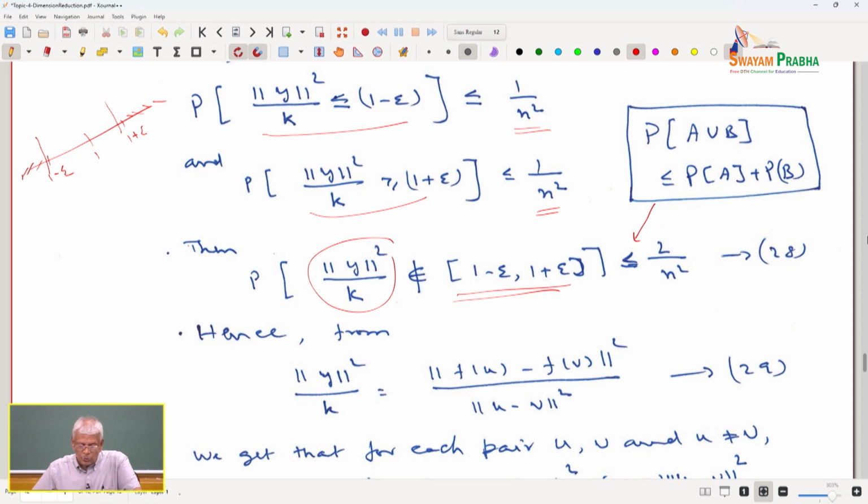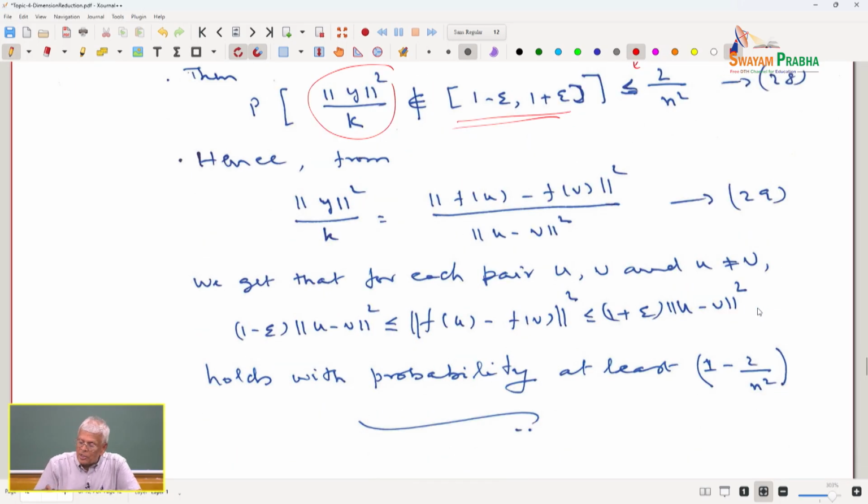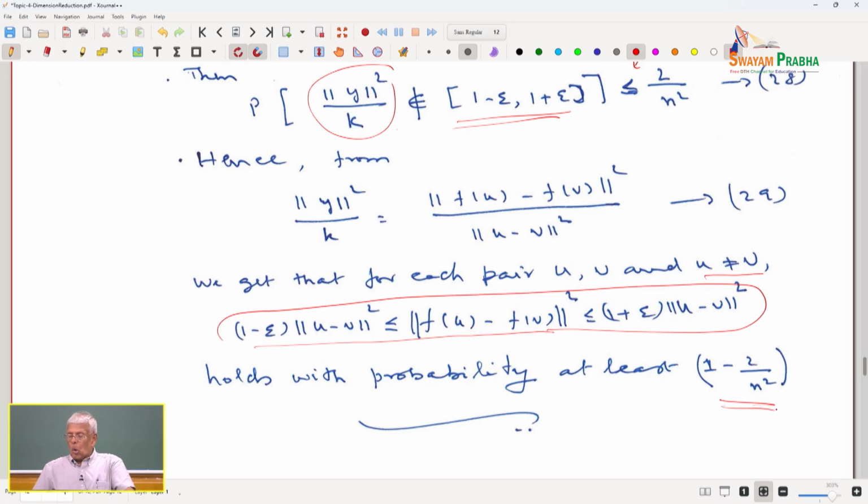Now, we do know what y square is. Y square by k is essentially the square of the norm of the difference in the images, the square of the norm of f of u minus f of v divided by the square of the norm of u minus v. So we get for each pair u, v, u not equal to v, that the desired inequality with 1 minus epsilon holds with a probability at least 1 minus 2 by n squared. So that's a concentration inequality.